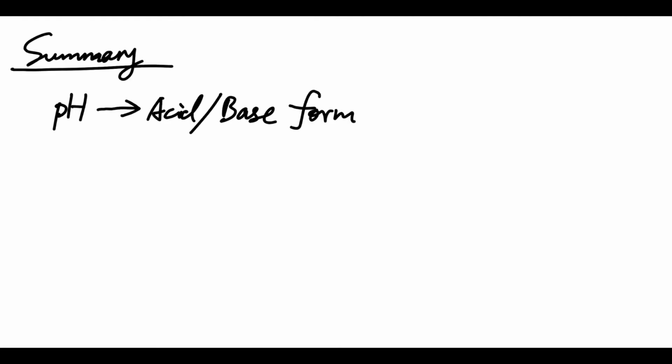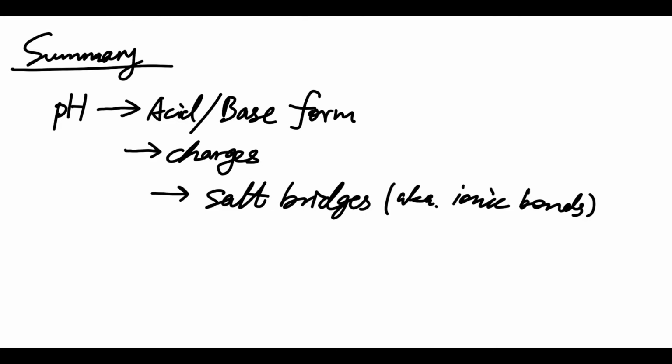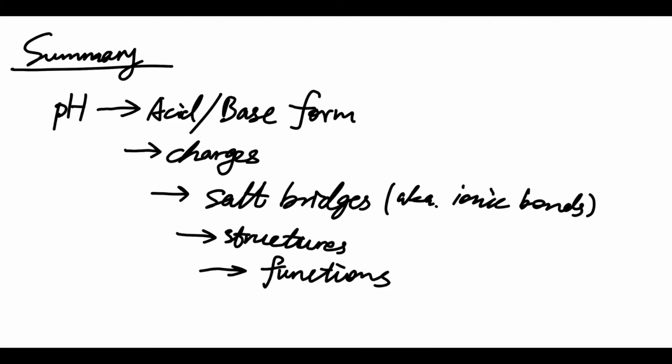Now let's take a quick review. The pH value determines the predominant form of conjugated acid and base, which in turn decides the charges on the ionizable side chains of amino acids. These charges create or strengthen salt bridges, aka ionic interactions. These salt bridges can affect the structure and therefore the function of a protein molecule. Please keep this picture in your mind and we can move on to the section on hemoglobin.